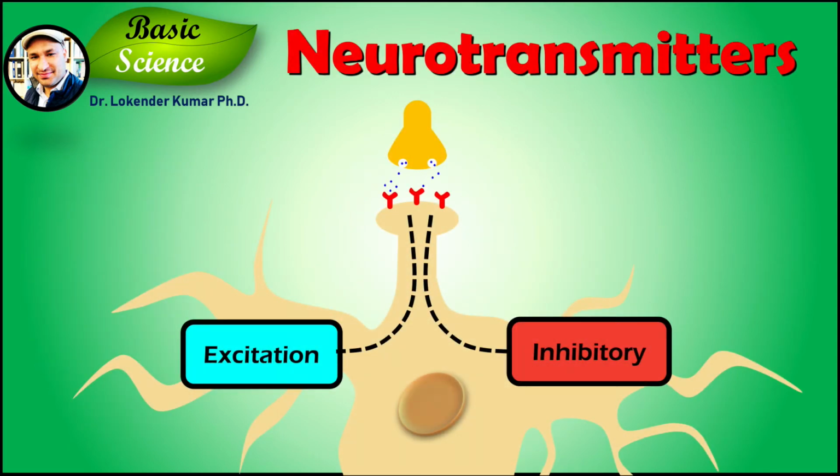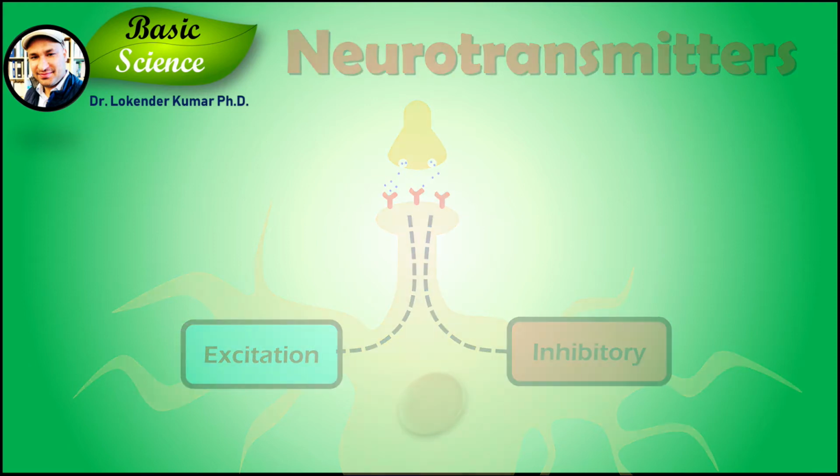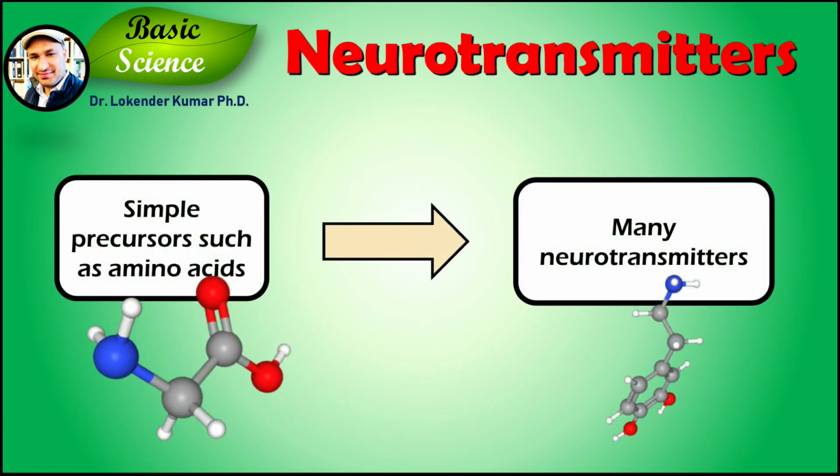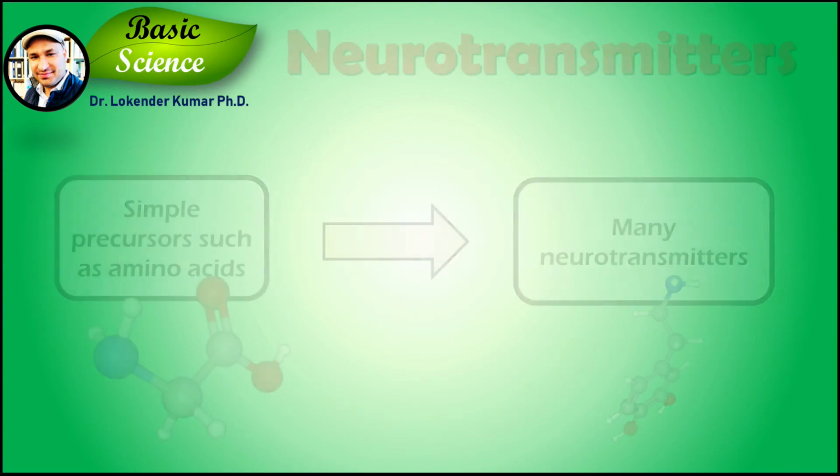Binding of neurotransmitters may influence the postsynaptic neuron in either an excitatory or inhibitory way, depolarizing or repolarizing it respectively. Many neurotransmitters are synthesized from simple precursors such as amino acids, which are readily available and only require a small number of biosynthetic steps for conversion.